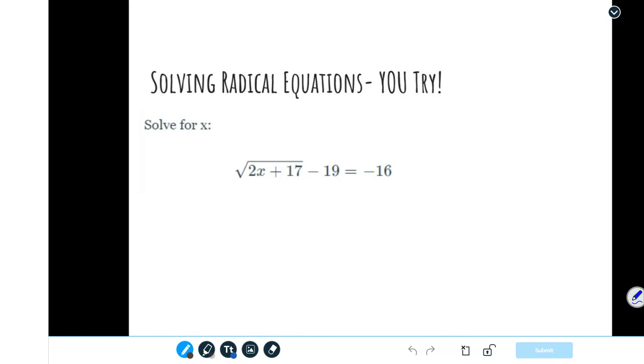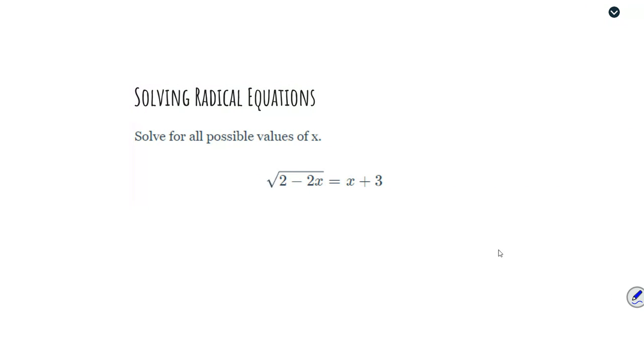Now these do get a little more complicated when you have an x on both sides. So let's look at what happens here. I can see that the radical is already isolated. So this equation is ready for me to square both sides. Square the left side, square the right side. I just have to be careful here because whenever you square x plus 3, that means you need to multiply x plus 3 times x plus 3. You need to multiply it by itself.